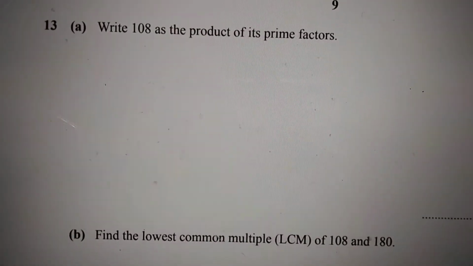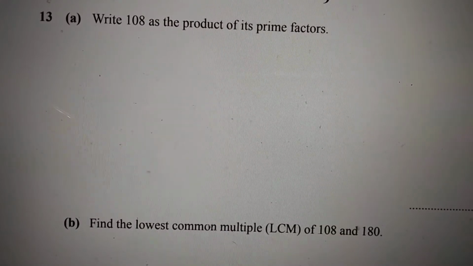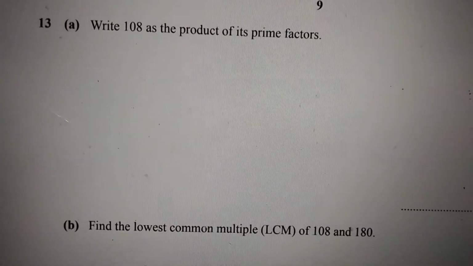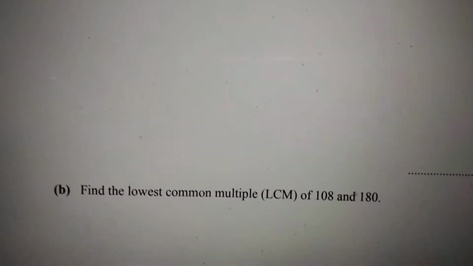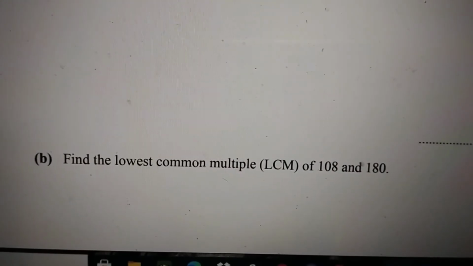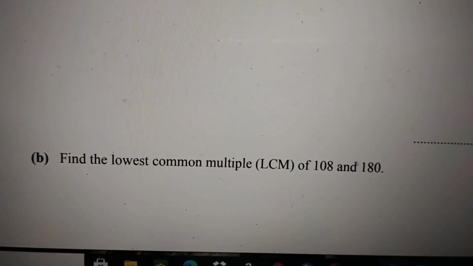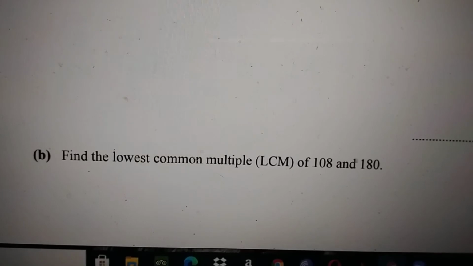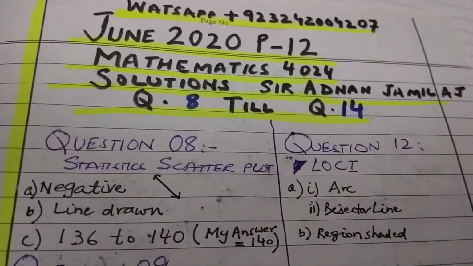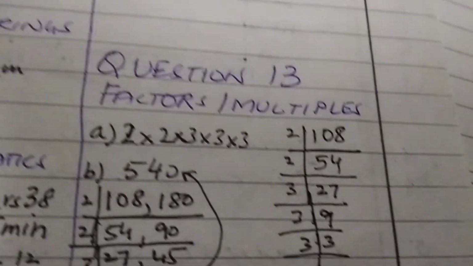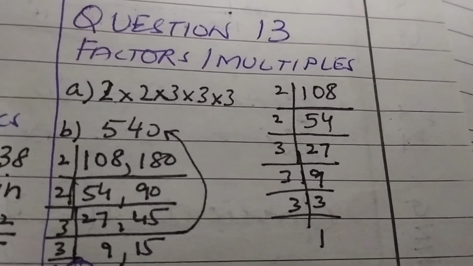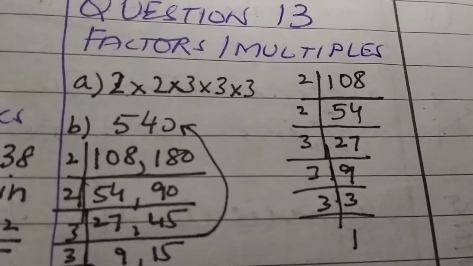Question number 13 is a very simple one. Write 108 as the product of prime factors. Then you will make the factors and find the LCM of 108 and 180. You make the combined factors of it. So let me show you the solution over here. Question number 13. It is from factors and multiples.